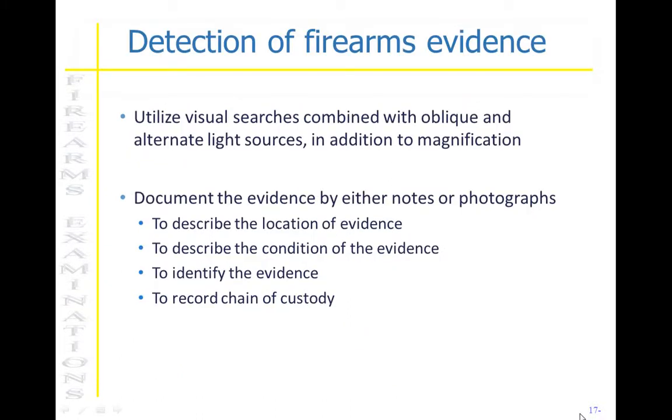So initially, how do we detect firearms evidence? Usually it's going to be through a very good visual search using bright light and oblique lighting, in some instances magnification, but usually firearms evidence is going to be fairly large, so that it is fairly easy to be seen. You always need to remember to document your evidence either in notes and photographs, giving the description of the location, the condition of the item, also identifying the item, and specifically recording that chain of custody.